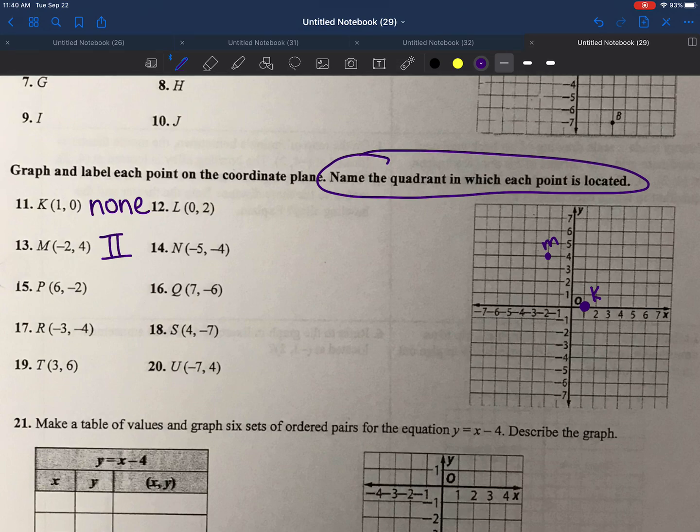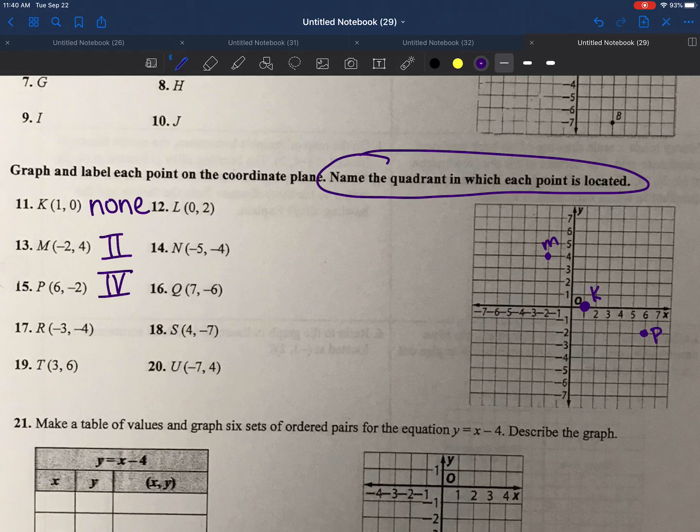All right, who wants number 15? Point P. I'm looking for somebody that hasn't gone yet. Ruby? Can you tell me how I graph point P? Start at the origin. Okay, you'll go 6 right and 2 down. What will I label that point? Okay, and then Ruby, what quadrant would you say point P is located in? 4. Quadrant 4.